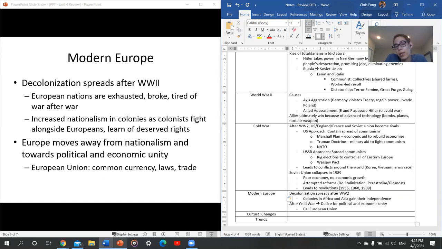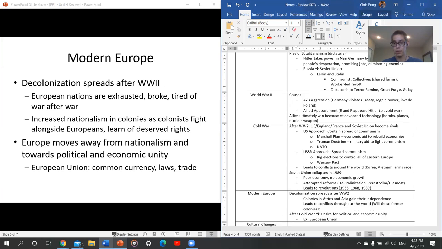And then the African and Asian peoples, during World War II, they were oftentimes forced to fight alongside their white brothers, and they learned about the rights that they should have. And so decolonization begins to completely change the world, as it basically leads to conflicts throughout the world. And the big question is, will these former colonies be free?